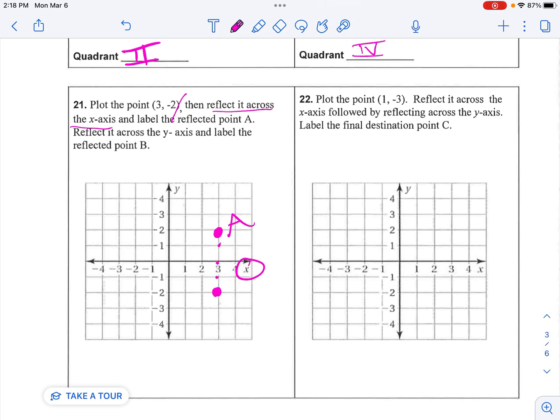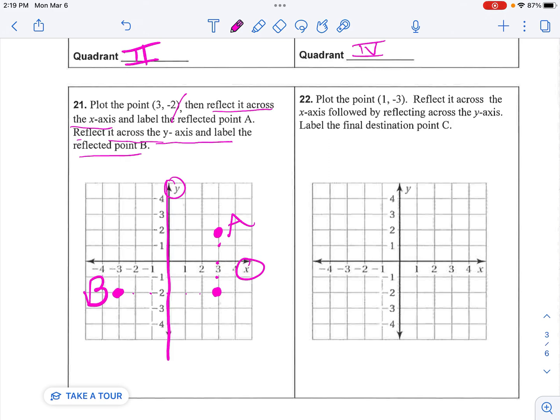And now we're going to reflect the original (3, -2) across the y-axis and label it B. So to reflect it across the y-axis, you're going to jump across the y. So it is 3 to the right of y, so we're going to go 3 to the left of the y-axis and label it B.